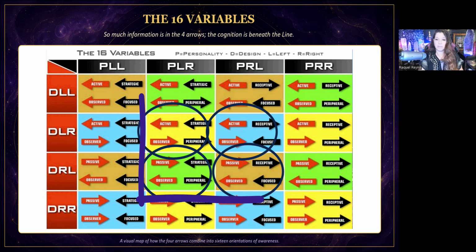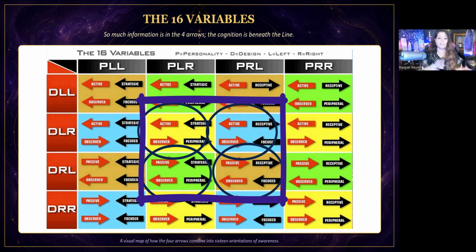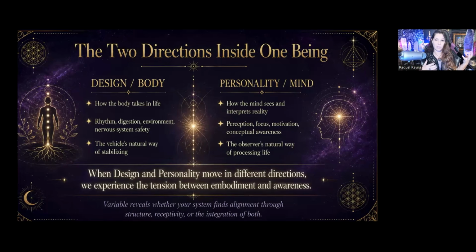Now, the place where it gets really interesting is here in the middle, where we have left and right within the design, or left and right within the mind. And these are the places that we're finding some very interesting dynamic pulls and how people think and how they operate. So I would like to know if you are in this magic center in the middle, and we're looking for your experiences, how that may be affecting you. So the two different directions inside one being.